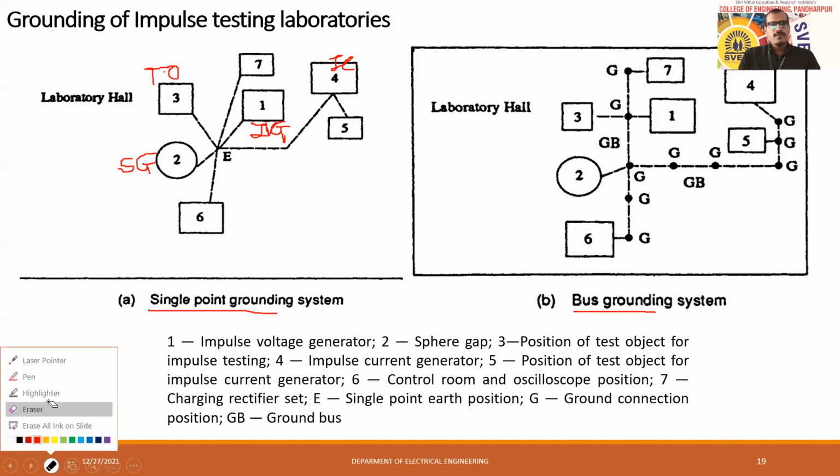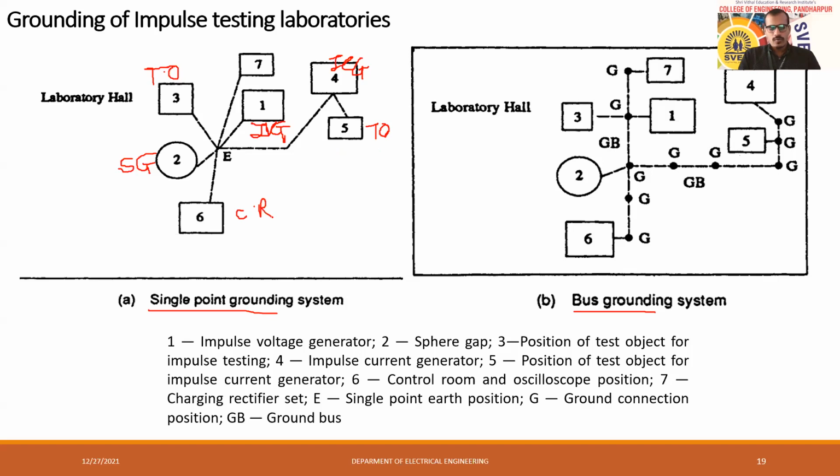I'll write here ICG. Number 5, again, is the test object for the current measurement. Then number 6 is the control room. Here is my control room where one or two persons will monitor and keep an eye on all the other equipments, how they are performing, and see the parameters.